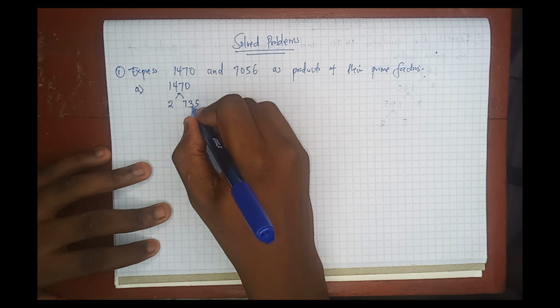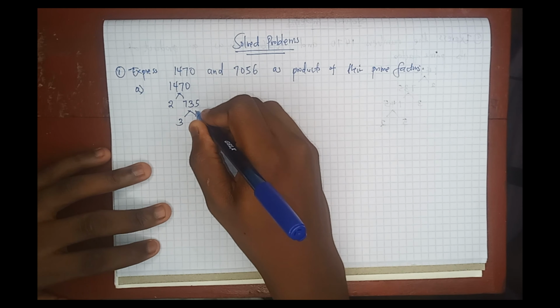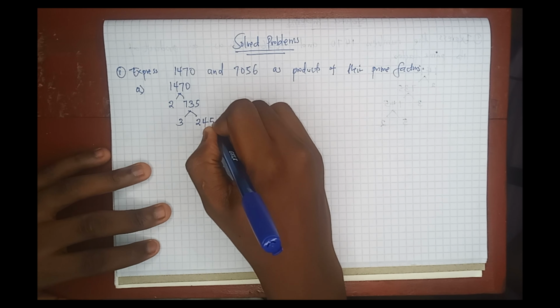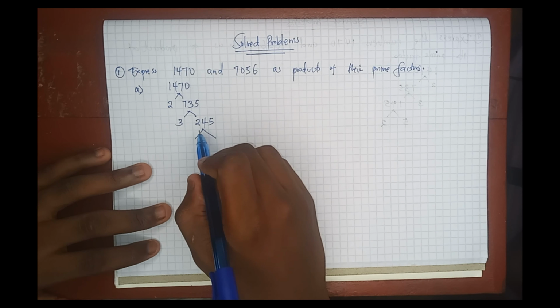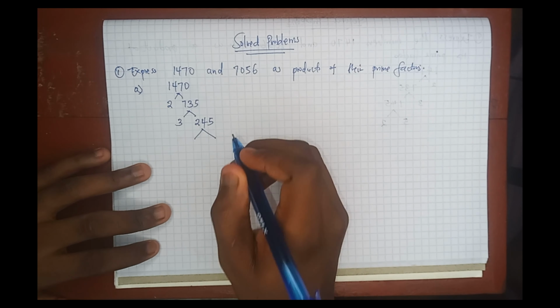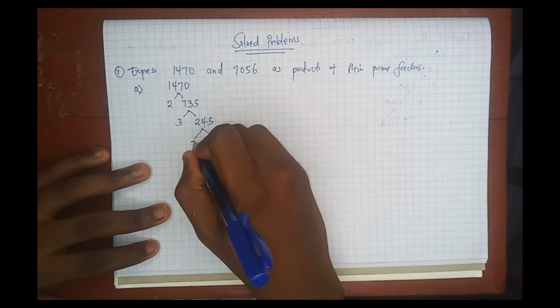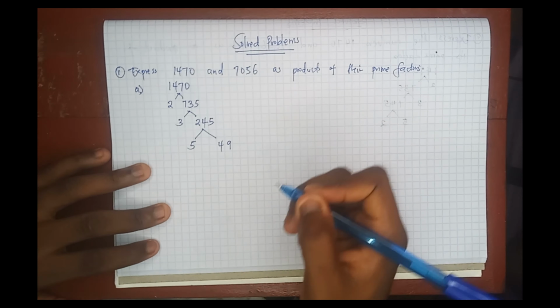Yes. 7 plus 3, 10 plus 5, 15. 3, so it is 2, then 3, 4, then 5. Then divisible by 3, no. 2 plus 4 is 6, 6 plus 5 is 11, so not divisible by 3. The next prime number is 5. So next is 5. So that is 4, and then 9.